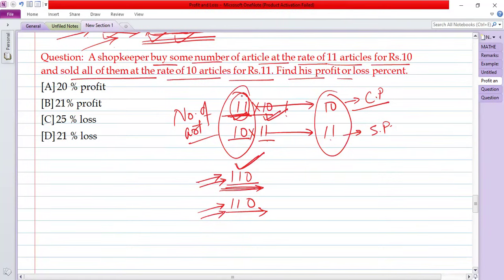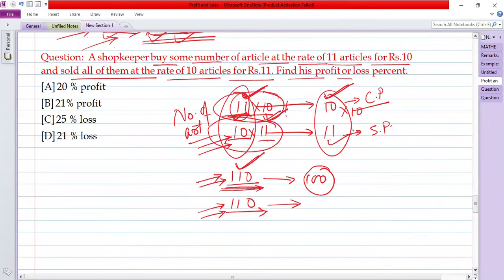Now, if for 11 articles the cost price is 10, for 110 articles, what will be the cost price? Obviously into 10, so the total cost price will be rupees 100. And similarly, if for 10 articles the selling price is 11, for 110 articles, what will be the selling price? This will be into 11, means 121.